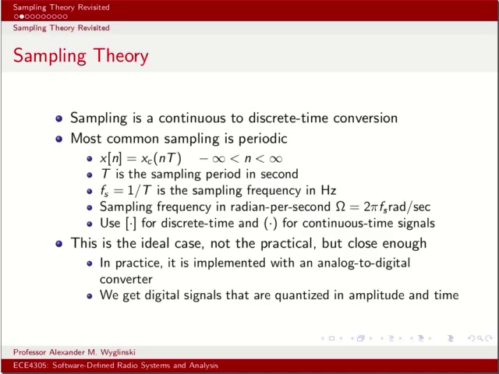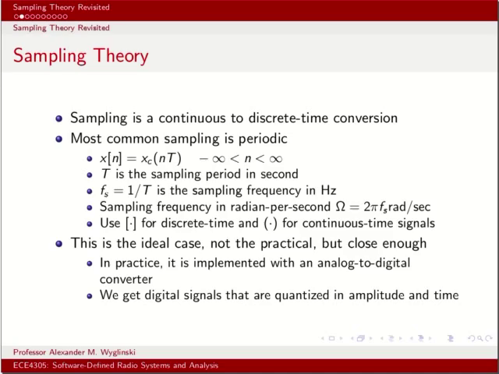Okay. So in general, what happens is, although we like to do the conversion from a continuous time signal to a discrete time signal, normally digital processors, microprocessor systems, cannot work with an infinite number of possible values for every discrete time sample.